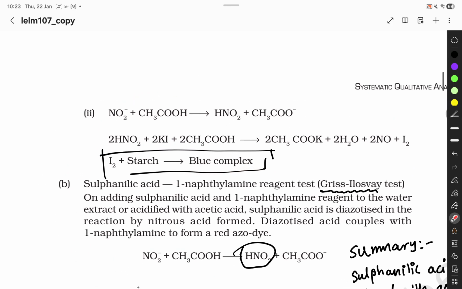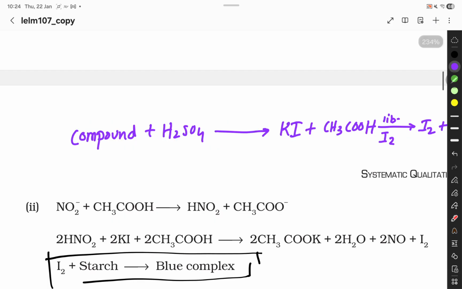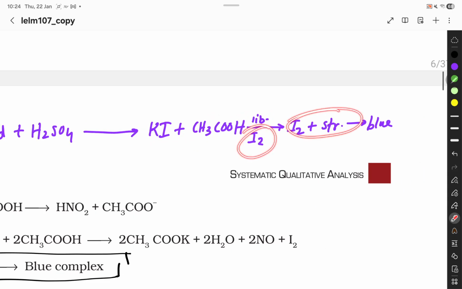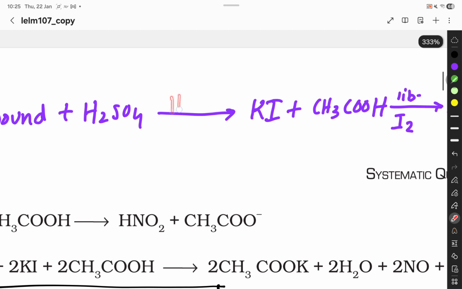So the flow chart for nitrite. Compound plus H2SO4, you pass it through KI and CH3COOH, it liberates I2. I2 turns starch solution into blue color. And here what is released is HNO2.